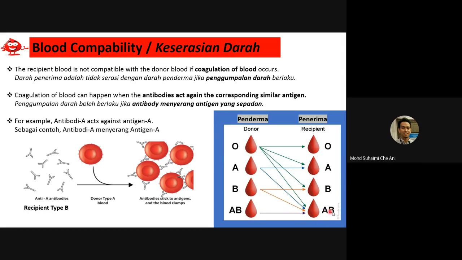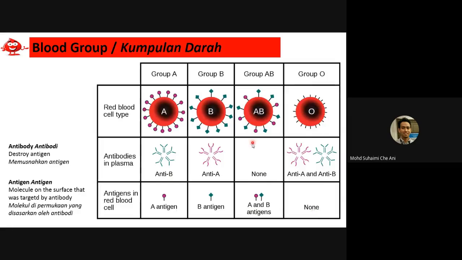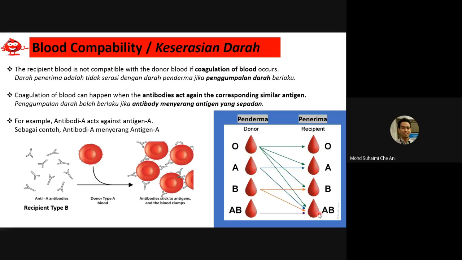So you can see here AB can receive all because inside the AB you don't have any antibodies at all. So there is no antibody that will attack the antigen, so that they can receive all types of bloods. Okay. So yes.